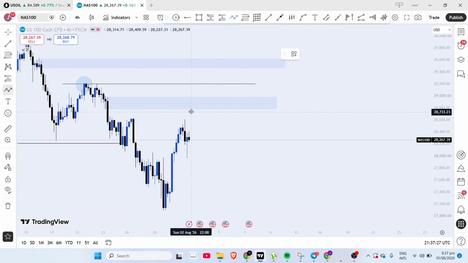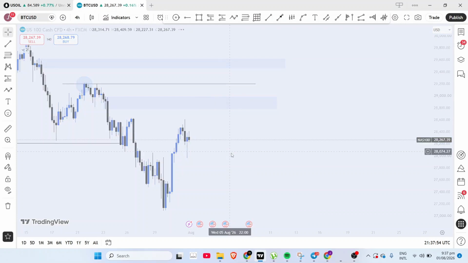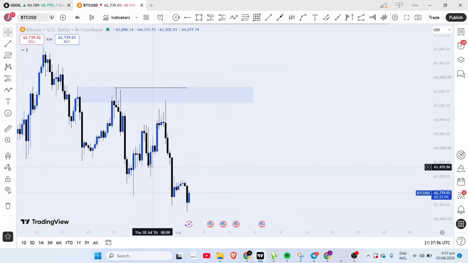It can be in the form of a market structure shift, then we take our sells, or any other confirmation that you love to use in your trading. You can use it on this particular pair next week when it gets to any of these points of interest. So yeah, that's it. Our next pair we'll be looking at is BTC USD.